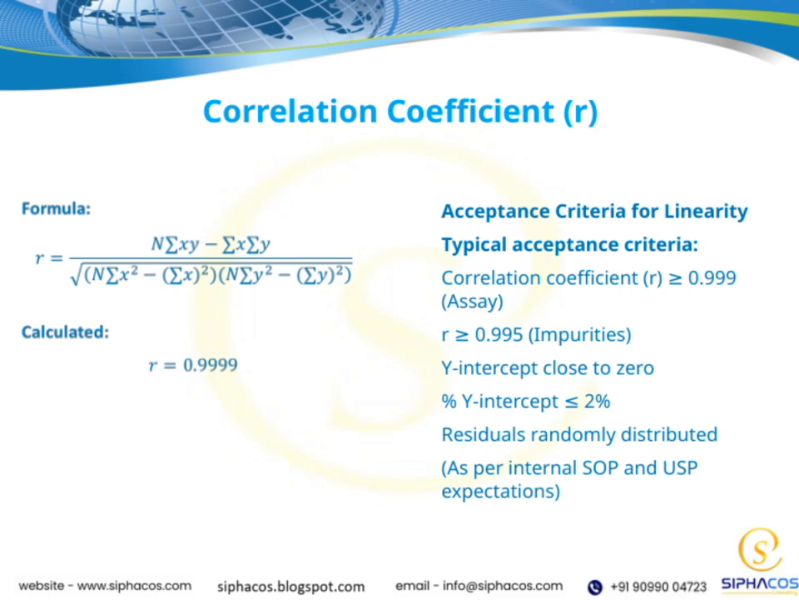All of these criteria are aligned with our internal SOPs and USP expectations, ensuring our method is both accurate and reliable. In summary, the correlation coefficient tells us how linear our data is, with very high values indicating a perfect fit. Keeping the y-intercept close to 0 and residuals randomly scattered supports the overall validity of our linearity assessment.